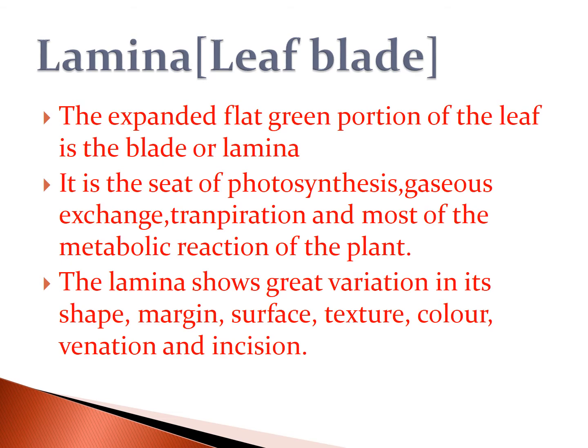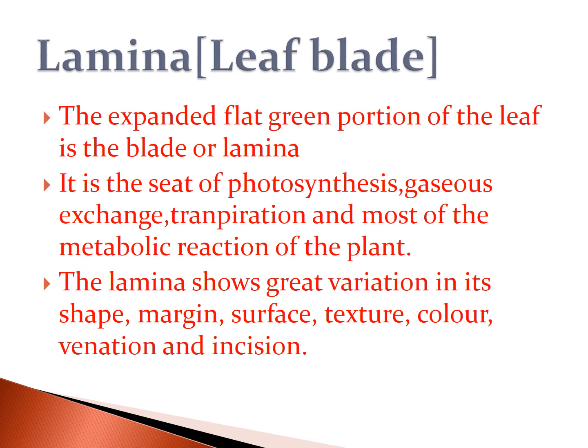Then the lamina shows great variation in its shape, margin, surface, texture, color, venation and incision. According to these variations, we can arrange plants in taxonomy. In each and every plant, the lamina helps in taxonomy, because the lamina shows great variation in shape, margin, surface, texture, color, venation and incision.